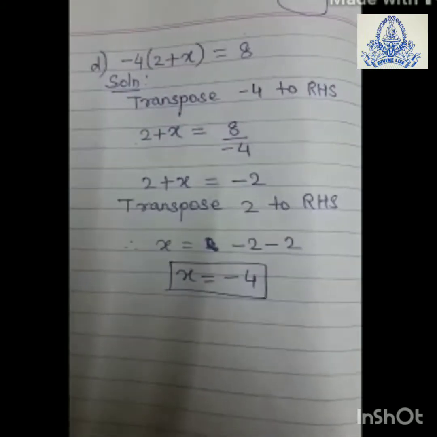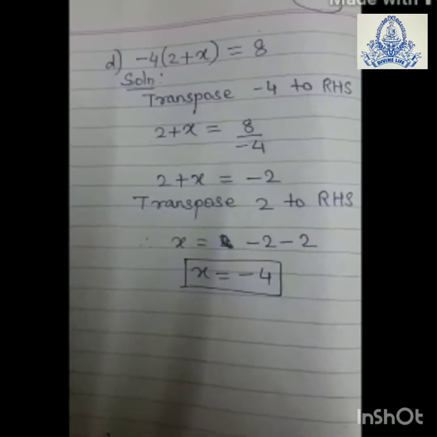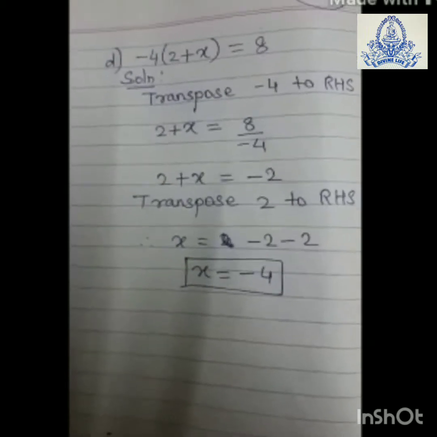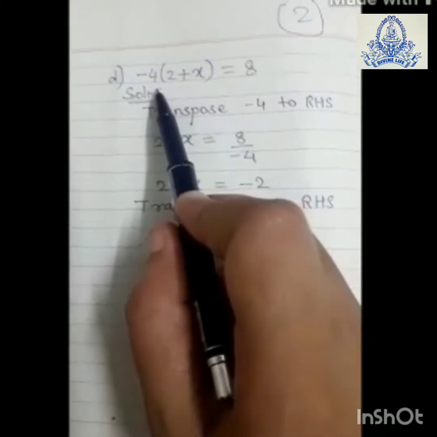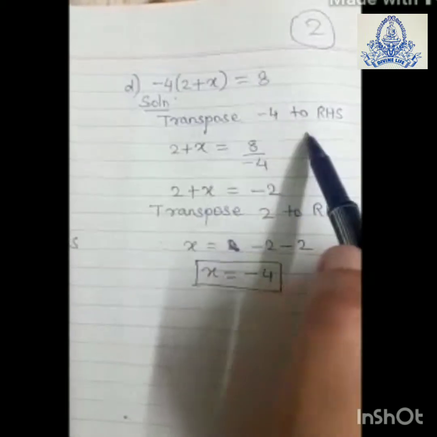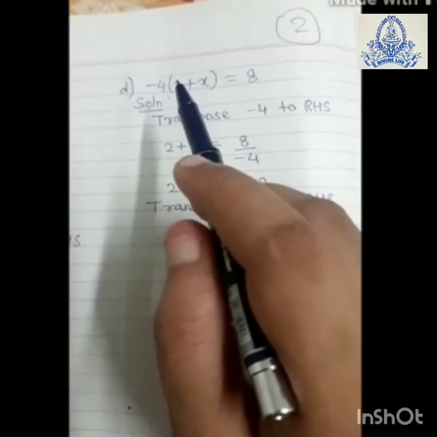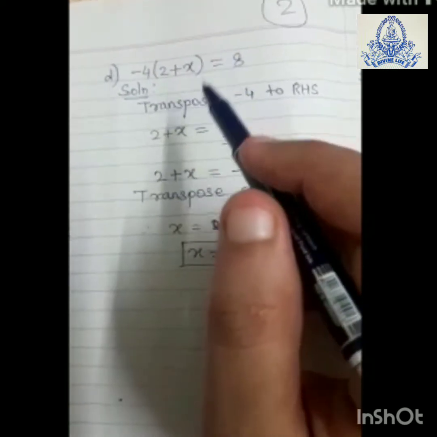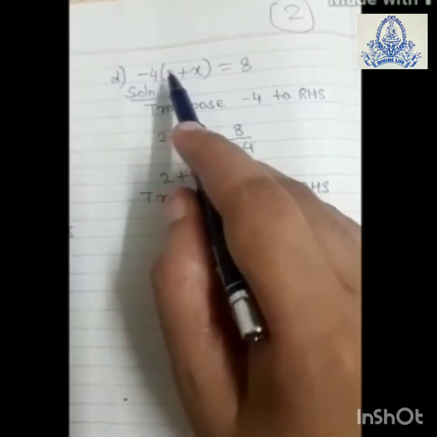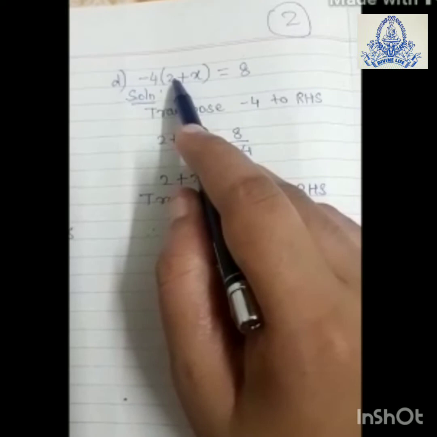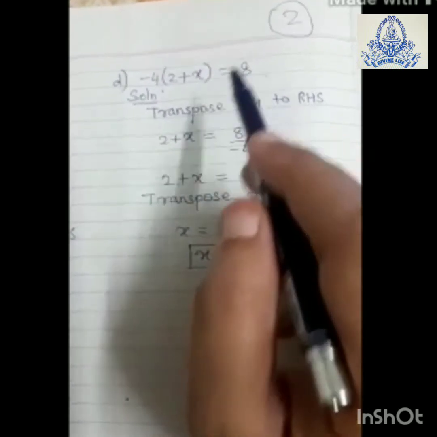See this. Minus 4 into bracket 2 plus x is equal to 8. So first we will transpose this minus 4 to RHS. So it will become plus 4? No. Why? Because this is in multiplication. So it will not become plus.